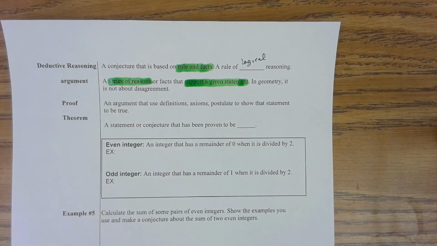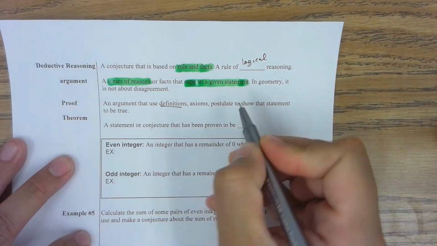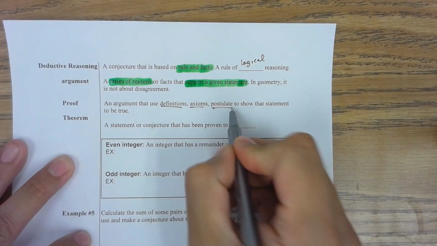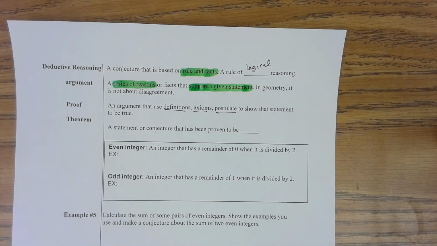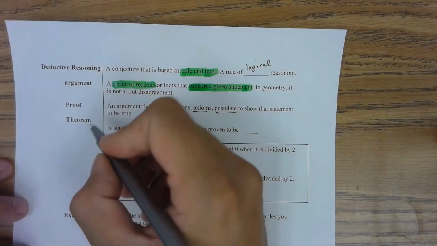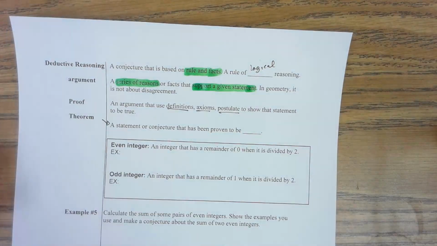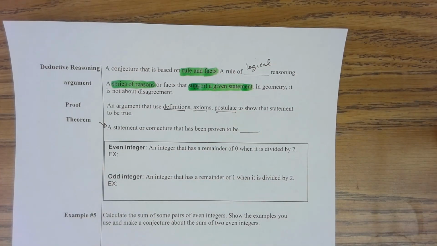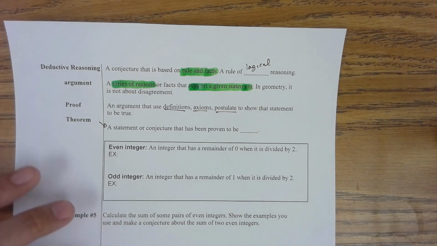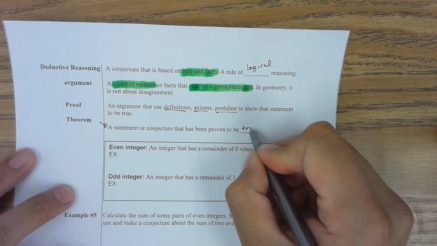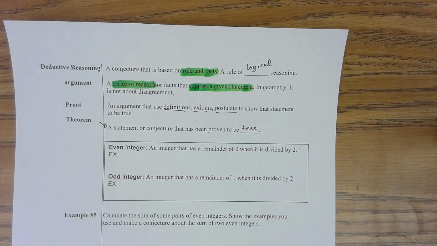Now, if anybody ever talks about a proof, it's basically an argument that uses definitions, axioms, and postulates to show that the statement is true. Okay? And finally, if you ever come across the word theorem, it's a statement or conjecture that has been proven to be true. So there's no way to prove it false. It's true beyond doubt, and there's already been evidence showing that it's true, and nobody can figure out how to disprove it. So it's been true for now.